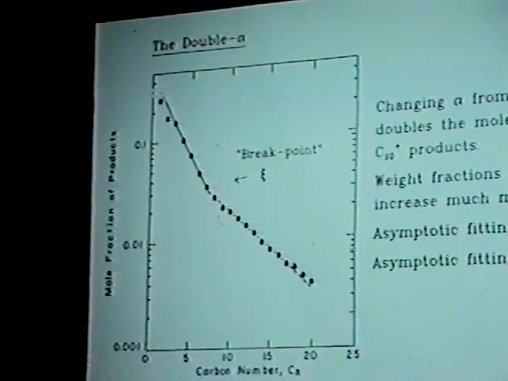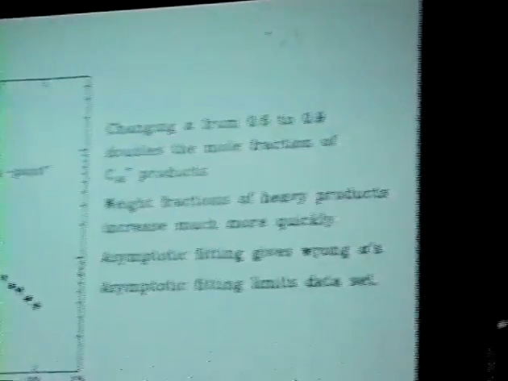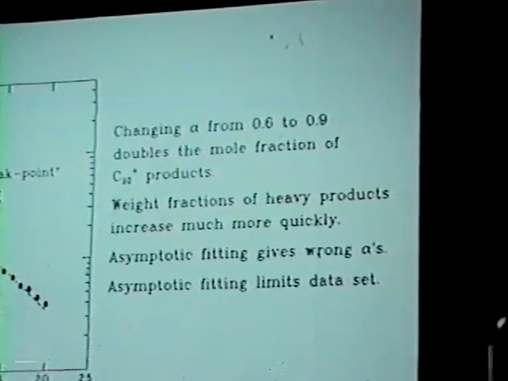So this breakpoint is one of the parameters we use to describe them, and the alpha 1 and alpha 2 values were the other two parameters which will describe our carbon number distribution. To give you an idea of the kind of economic benefit to this, if we were to have a single alpha plot, as we showed before, and we increased alpha from 0.6 to 0.9, we would double the fraction of our C10 and heavier products in terms of a mole basis. The weight fraction contribution is even more significant because the heavier products obviously contribute that much more by their molecular weight.